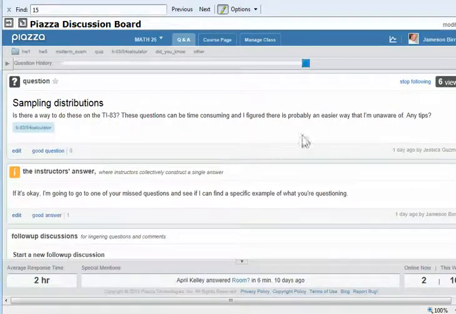So this is from Jessica. She asked, is there a way to do these sampling distributions on the TI-83? No, not really, not that I know of. Not if I'm understanding your question. So I responded to her that way, and I'm going to demonstrate what I thought she was asking. And if I'm wrong, she'll be able to correct me, and then we can keep the discussion going.